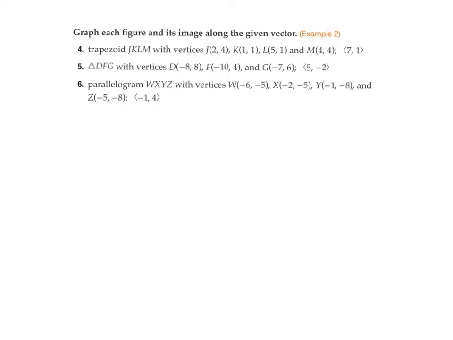Alright, so here's question number 4. You plot the 3 points. I'm going to do mine freehand. You've got yours, 2, 4 is going to be there, so J is approximately there. K, 1, 1 is going to be there, that's K, and L is going to be 5, 1, so we're over here at 5, 1, so that's L. And then eventually M is going to be 4, 4. So that's M at 4, 4. So now we've got something that looks like a trapezoid.